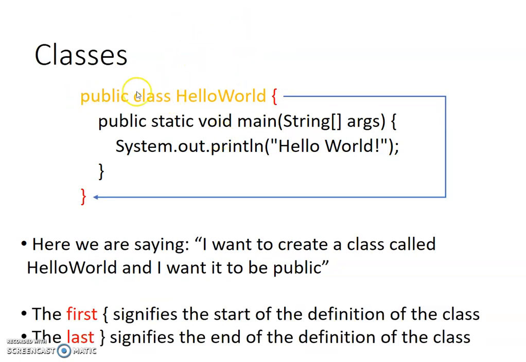So here we're saying I'm creating a class, and I want to call it HelloWorld, and I want it to be public, so anybody can use it. The difference between public and private and all of those good things, we're going to get to those as we get further in this course and other courses. As you can see here, we have the opening curly brace and the closing curly brace.